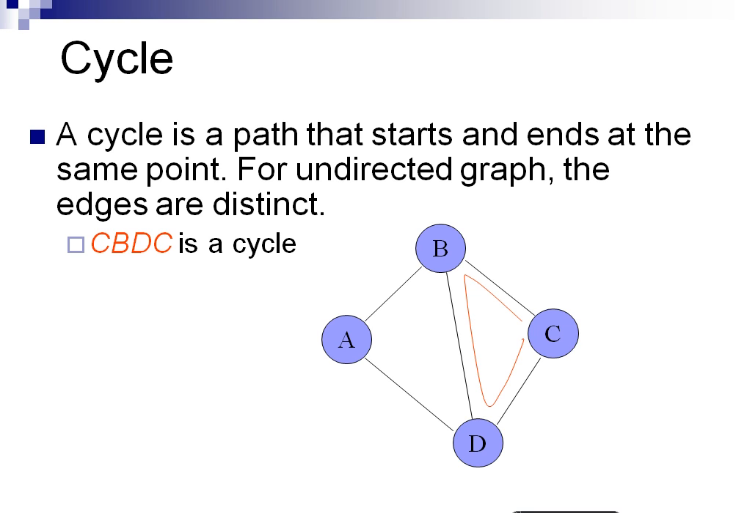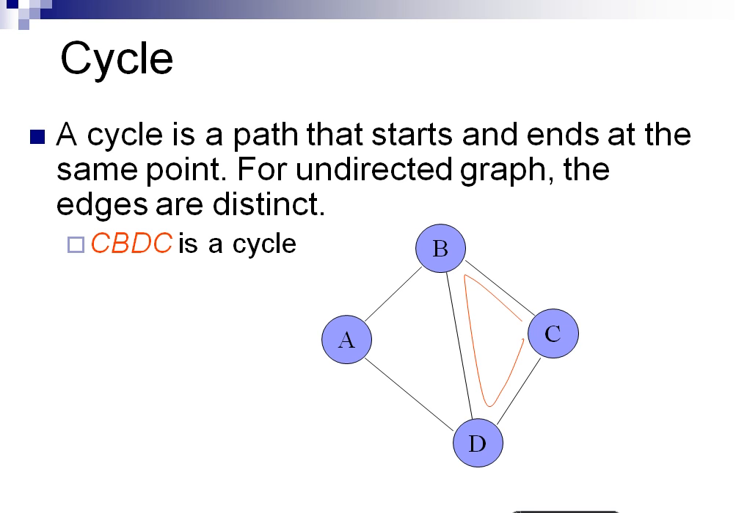The next concept is cycle. You can imagine a cycle as a loop where the path starts and ends at the same point. So just now we have calculated a path in the figure. So ABCD was a path.